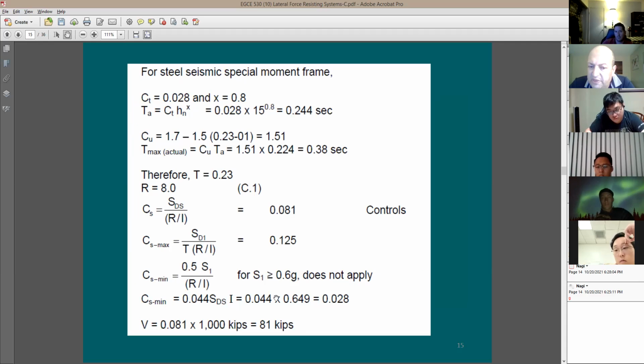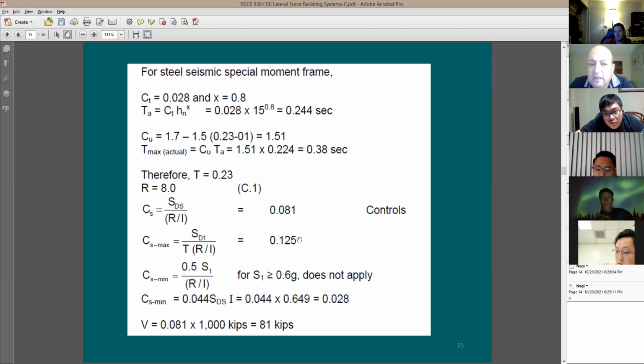And here are the code equations. I'm going to be using them all. You have CS, CS max, minimum. Here's the total shear force applied on all the moment frames. 81 kips on 12. Is it 12 moment frames? 6 moment frames, 12 columns. You have here this 81 kips. So I hope by this example that I'm clear on exactly what we need to do to determine the seismic forces on a moment frame.